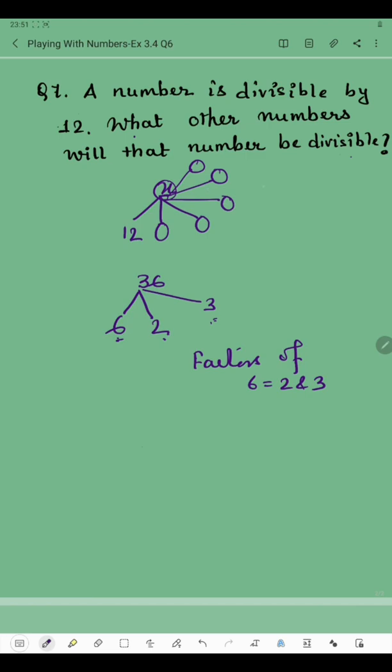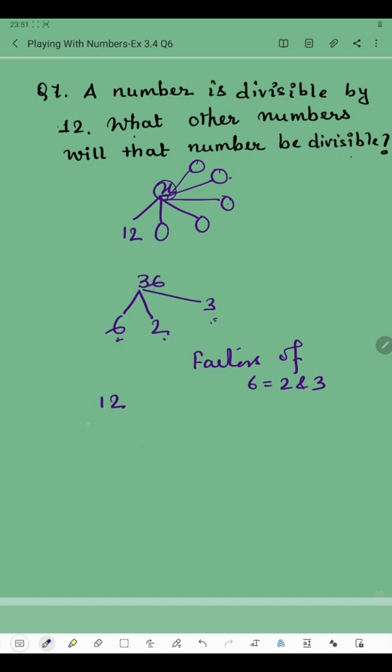So here it is said that a number is divisible by 12. This x is divisible by 12. What other numbers will this x be divisible? That we will have to find. So it will be the factors of 12, as we have seen here that when 6 is given, suppose 36 is divisible by 6, then 36 is divisible by the factors of 6 also. Similarly here we will have to find the factors of 12.